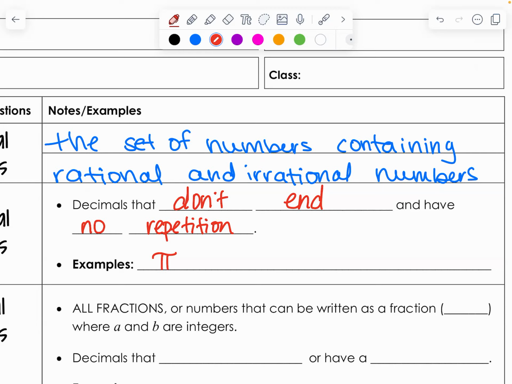All right, what's another example? So what if I put the square root of 7 in my calculator? Am I going to get a nice number? No, because 7 is not a perfect square. If we had the square root of 9, that would equal 3. But the square root of 7 is going to equal a decimal that doesn't end and doesn't repeat. Give me another example of an irrational number using a square root. Square root of 5 would be good. Square root of 4 would not be a good example.